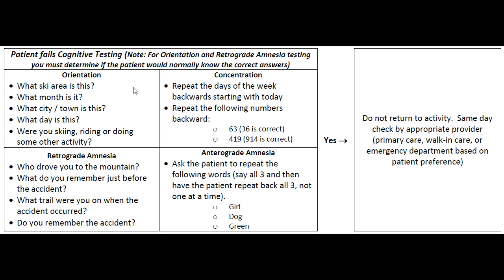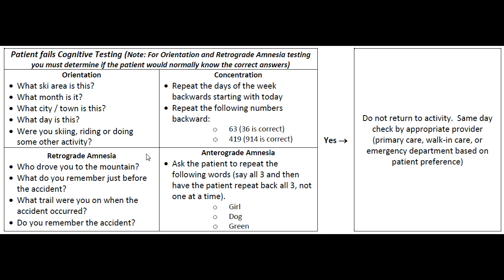You want to assess their concentration, so repeat the days of the week backwards, starting with whatever day it is. So start with today and go backwards, and then repeat the following numbers backwards, 63 and 419. Now, you're listening to them and assessing them, and so it can be sometimes hard for you to figure out what the correct answer is. So they're included on this tool. So 63 backwards is 36, 419 backwards is 914. So just make it a little easier on yourself so you don't have to sit there trying to figure them out too.